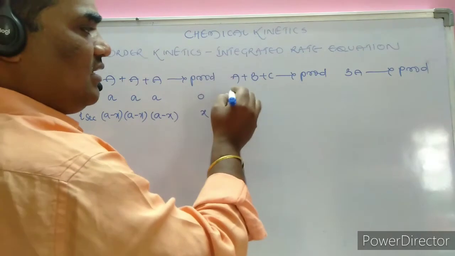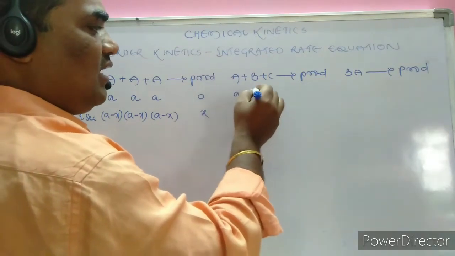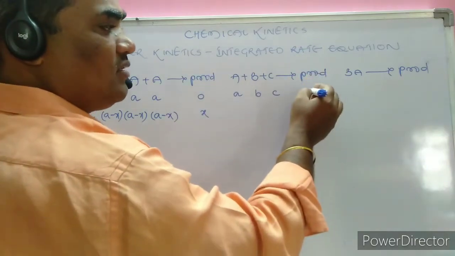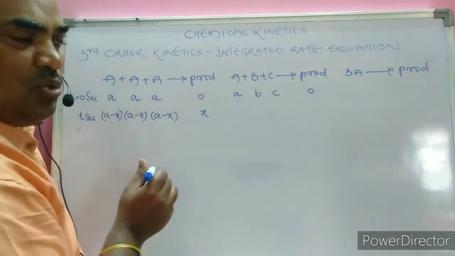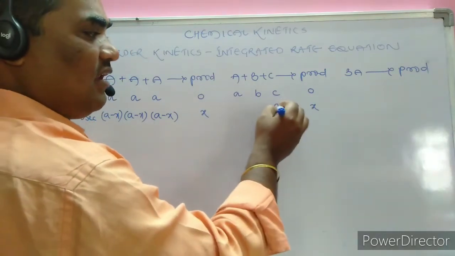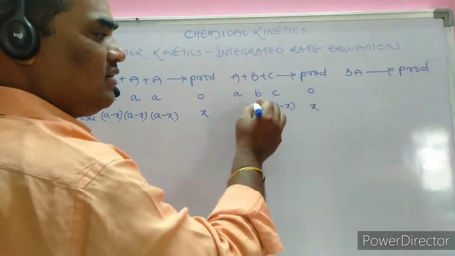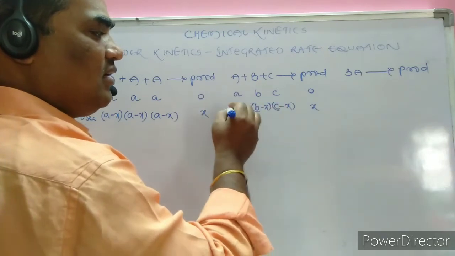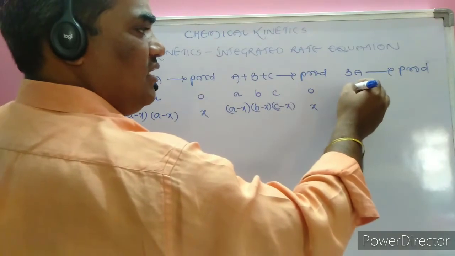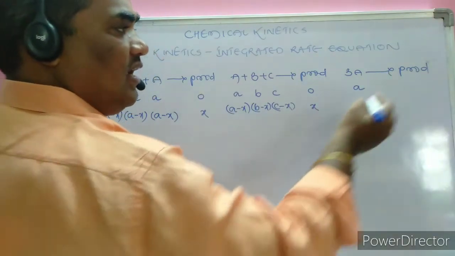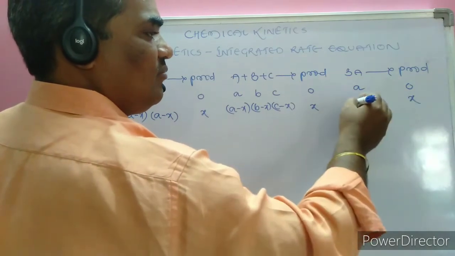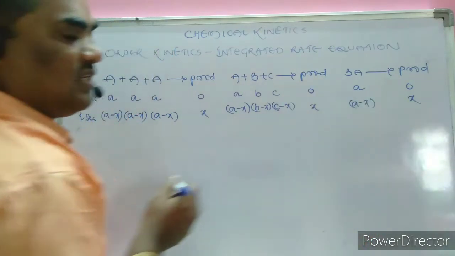Whereas here the initial concentrations are A, B, C respectively, in moles per liter. The product concentration at t equal to 0 is 0 moles per liter. After a certain interval of time, it is formed as x. The left concentrations are C minus x, B minus x, and A minus x. And here the initial concentration of the reactant is A. At that time, the product is 0. After a certain interval of time, the left concentration is A minus x.